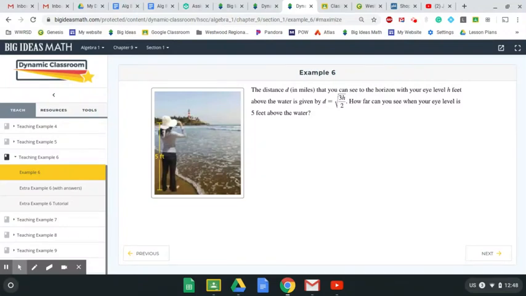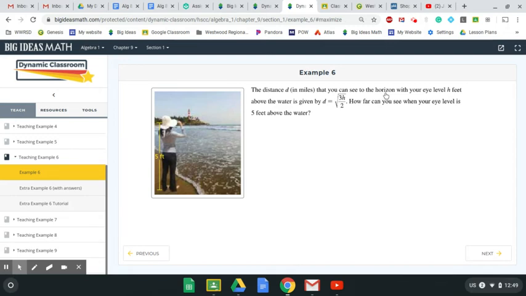Okay, let's look at a real world example of when we can use rationalizing the denominator. This is example 6 from the textbook section 9.1. The distance d in miles that you can see to the horizon with your eye level h feet above the water is given by d equals the square root of 3h divided by 2. How far can you see when your eye level is 5 feet above the water?